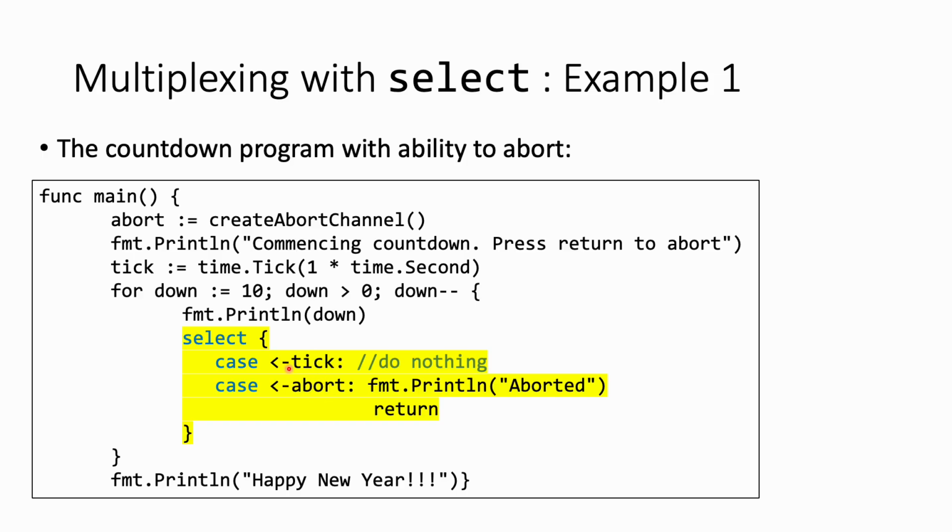When this program runs, it may display some countdown numbers 10, 9, 8 in the first three iterations. And during the fourth iteration, the user presses enter before the 1 second has passed. So it receives from abort before receiving from tick. Then the case of receiving from abort executes, printing out aborted and terminating the program.